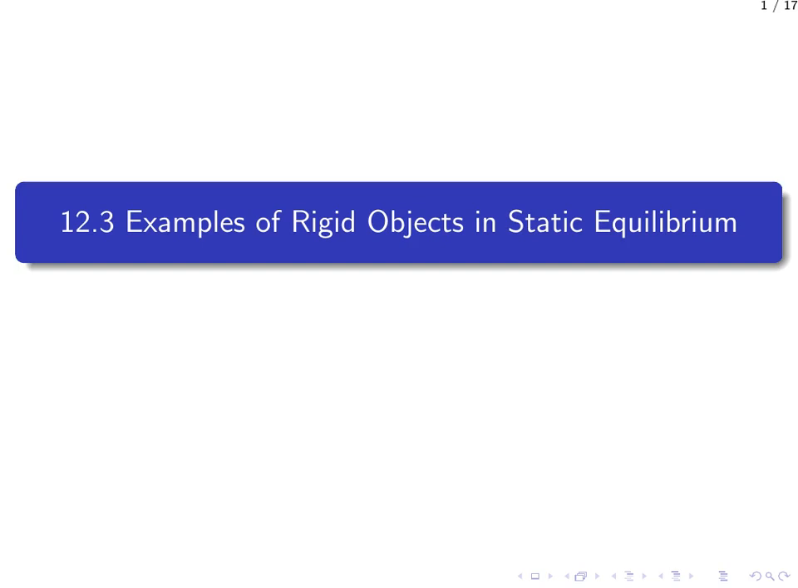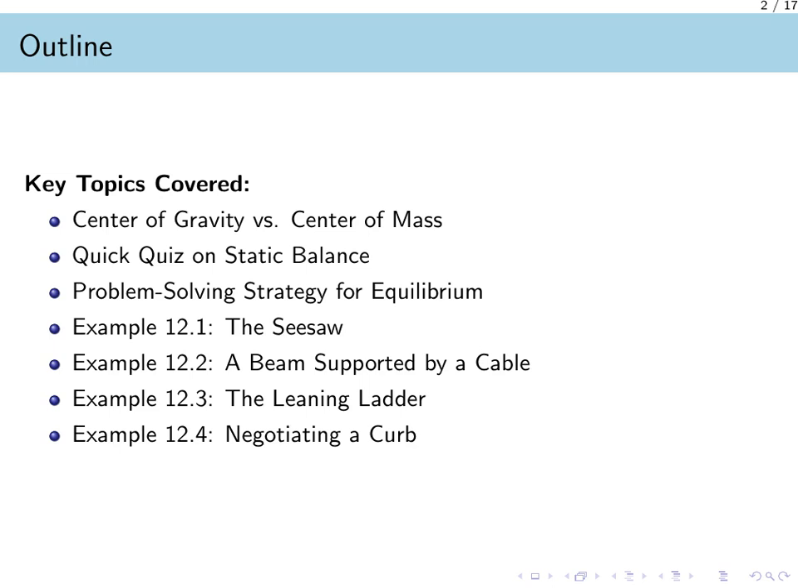12.3 Examples of rigid objects in static equilibrium. The outline of this video is as follows. First, we will clarify the important distinction between the center of gravity and the center of mass.